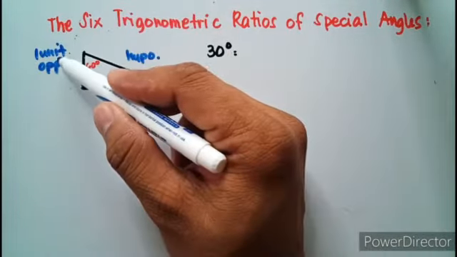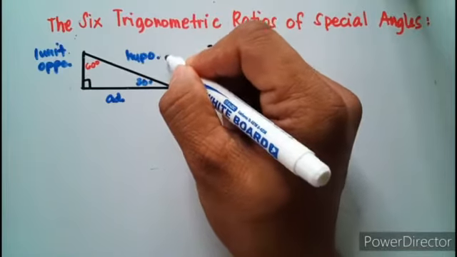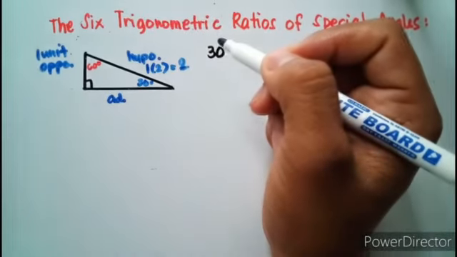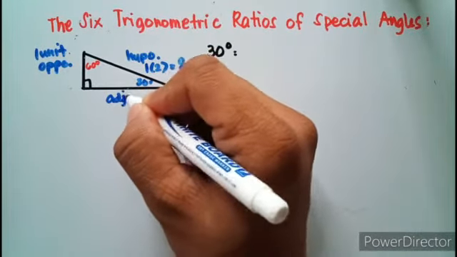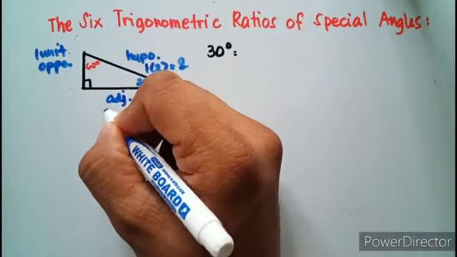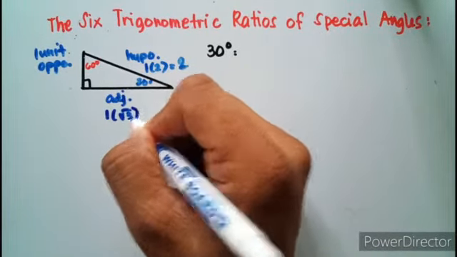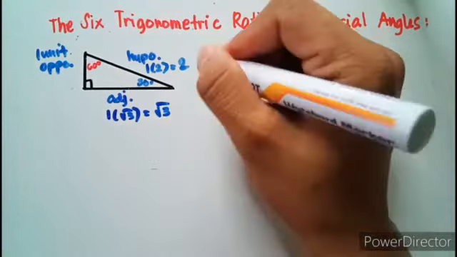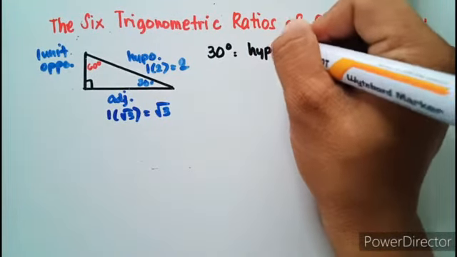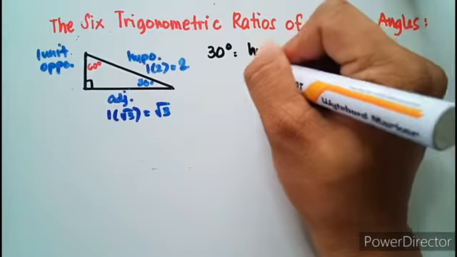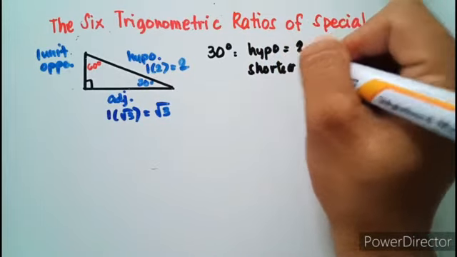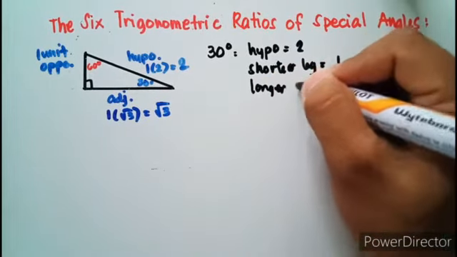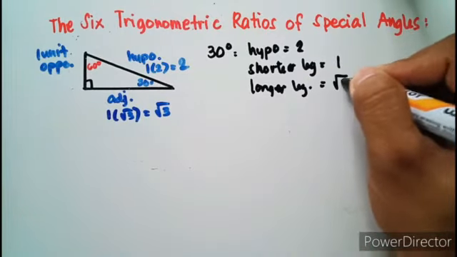If our opposite side is equal to 1 unit, our hypotenuse is 2, because 1 times 2, or twice, is equal to 2. Then, our adjacent to 30 degrees is 1 times square root of 3, so that is equal to square root of 3. So, in a 30 degree angle, our hypotenuse is equal to 2, our shorter leg is equal to 1, and our longer leg is equal to square root of 3.